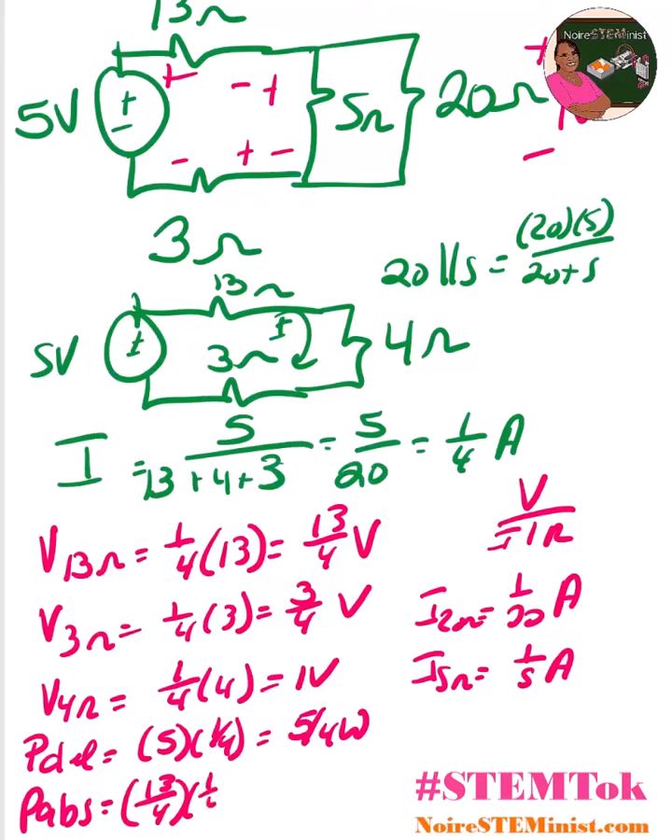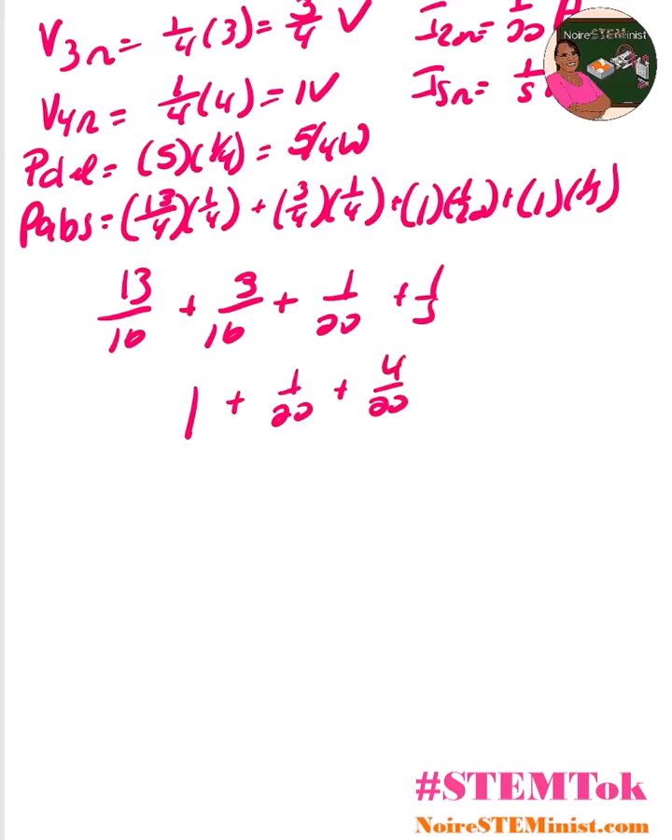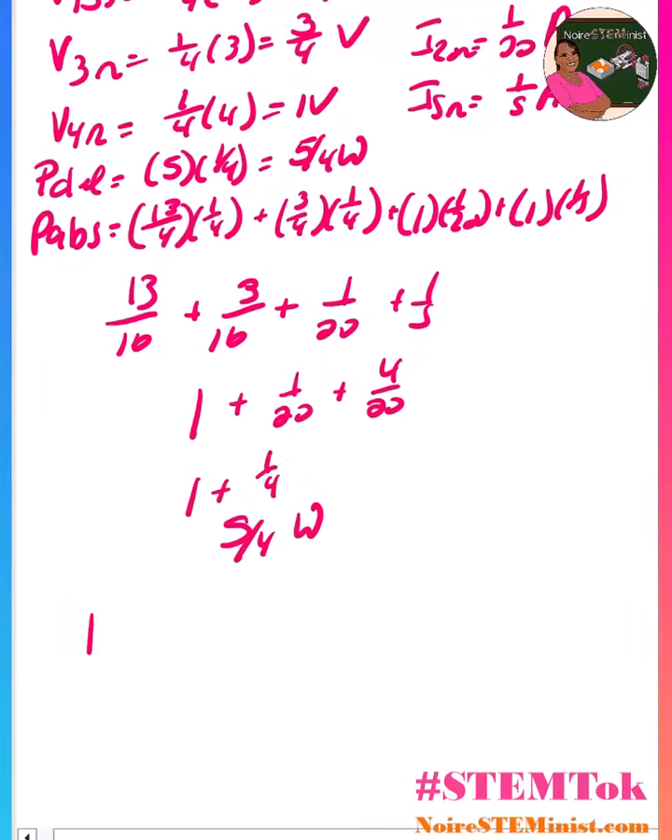So we're going to have 13/4 times 1/4 plus 3/4 times 1/4 plus, we're going to have 2 more for the last two elements: 1 times 1/20 plus 1 times 1/5, which also adds to 5/4 watts, which shows power delivered equals power absorbed.